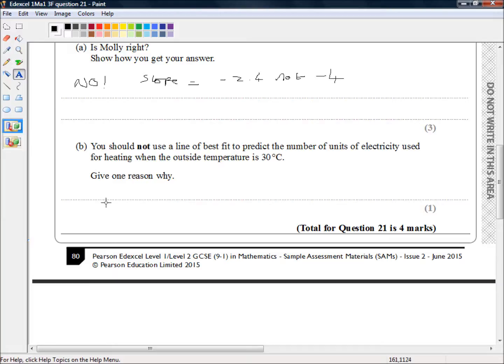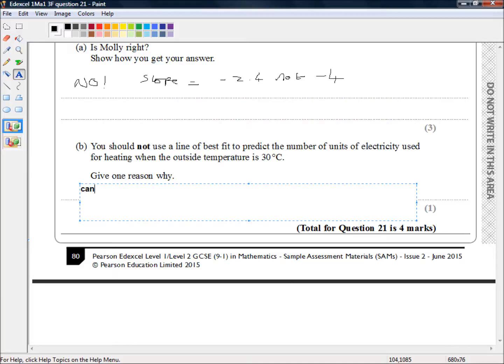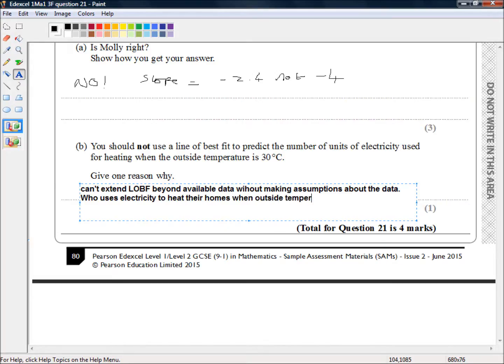So I'm actually going to type this, and I'm going to put: can't extend line of best fit beyond available data without making assumptions about the data. Who uses electricity to heat their home when outside temperature is uncomfortably warm?